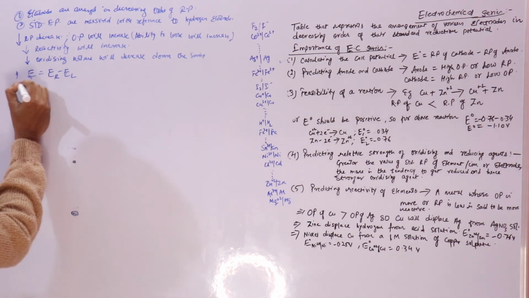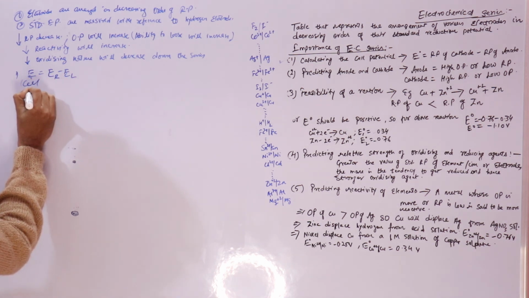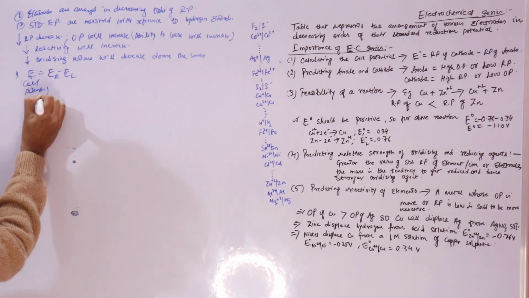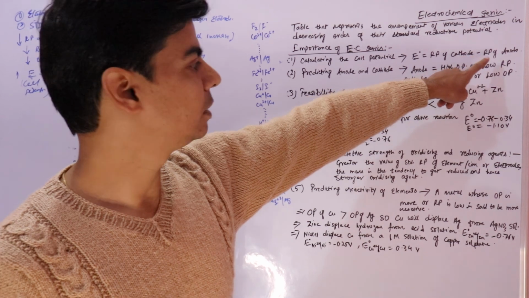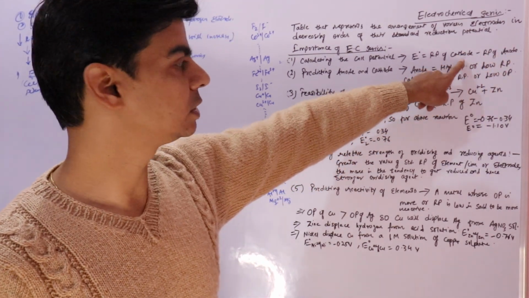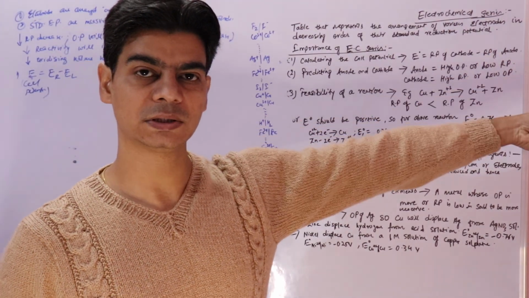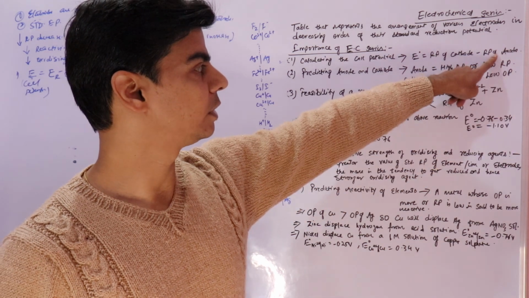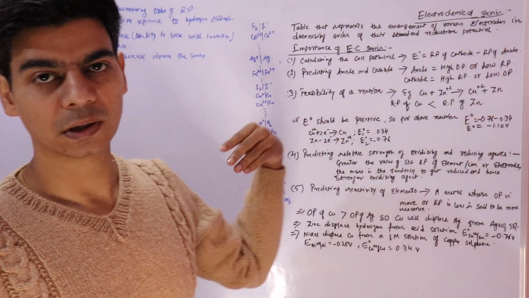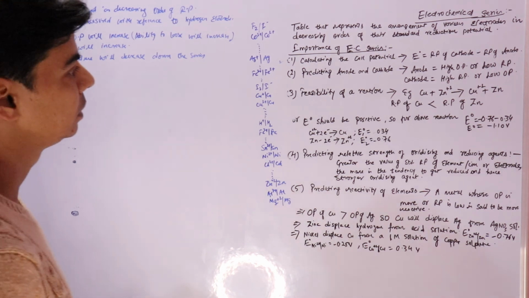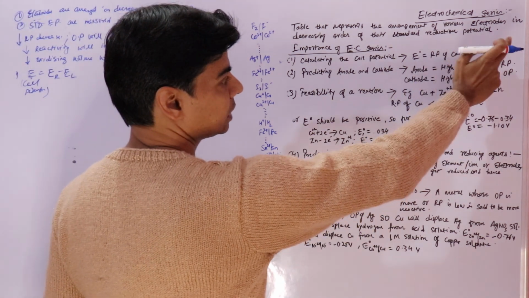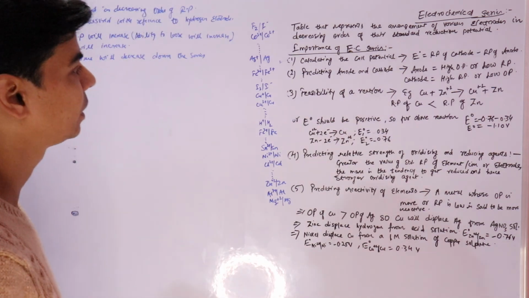We also call it the cell potential, right? It is the reduction potential of the cathode minus the reduction potential of the anode. The cathode is the right-hand half cell, and the anode is the one at the left, where oxidation occurs. So at the cathode reduction occurs, at the anode oxidation occurs.